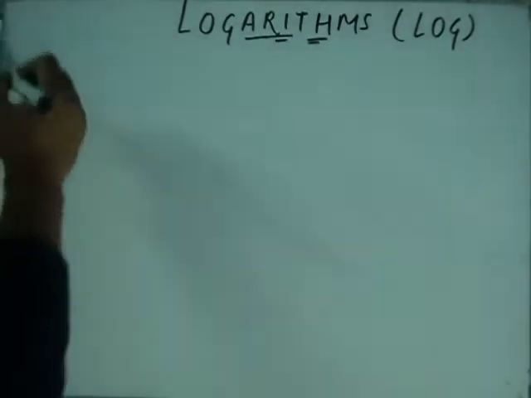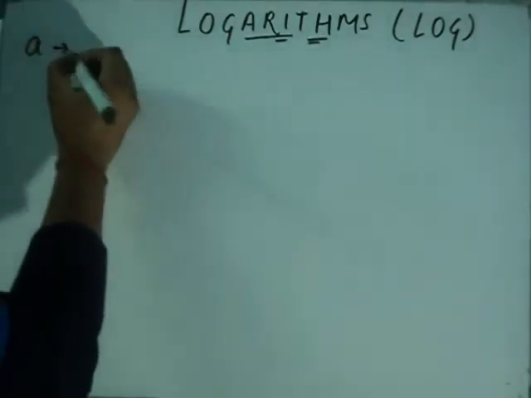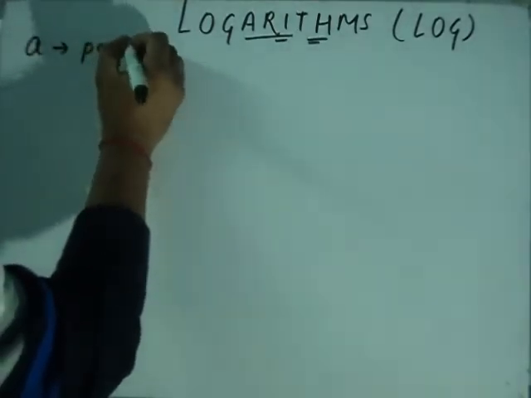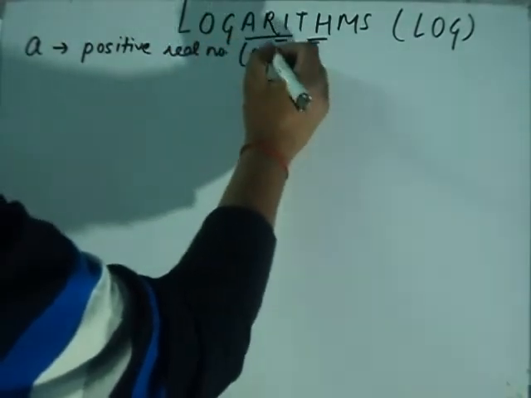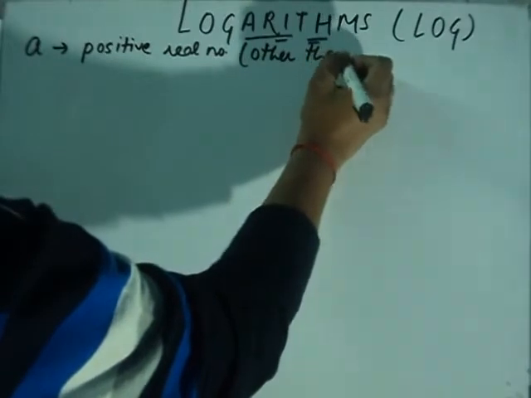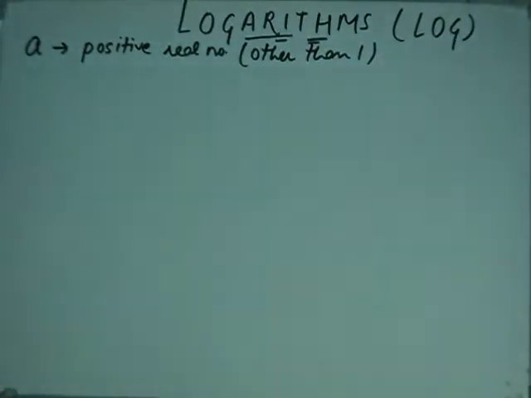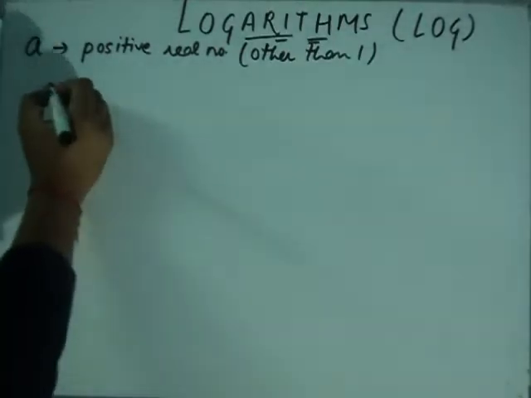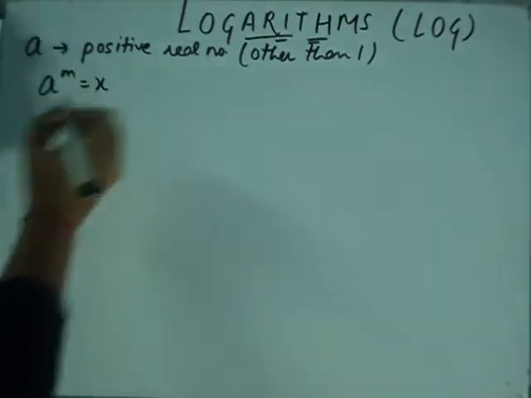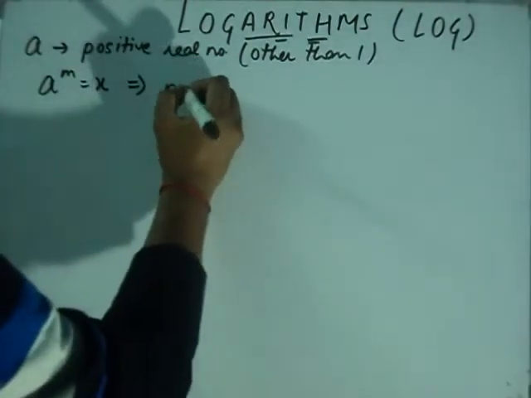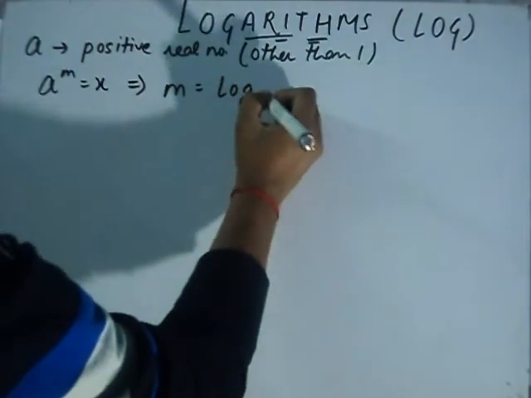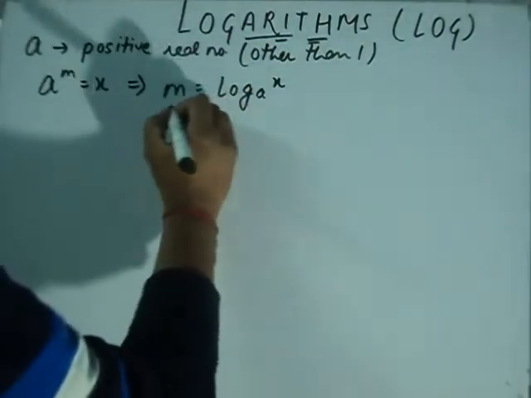Suppose I am having a number which is a positive real number other than 1. Maybe it is 2, 3 and whatever. And I am having a form of equation a to the power m is equals to x. To deal with this type of equation, I am going to use the concept of logarithm. I can write it as m is equals to log a x. It is my log form.